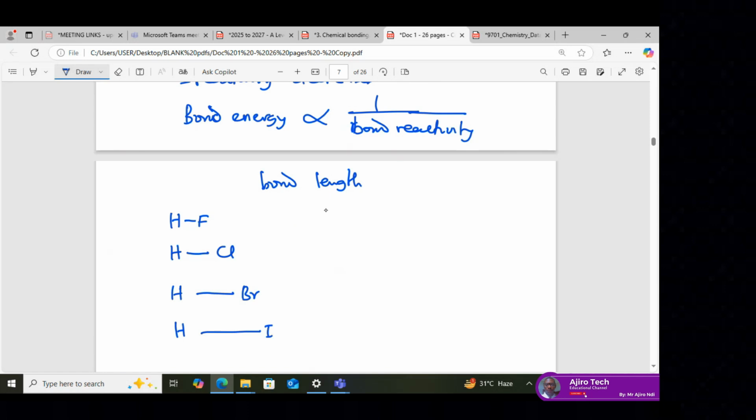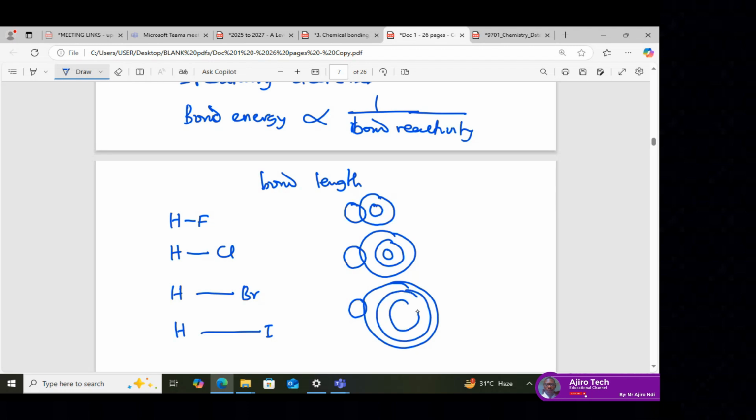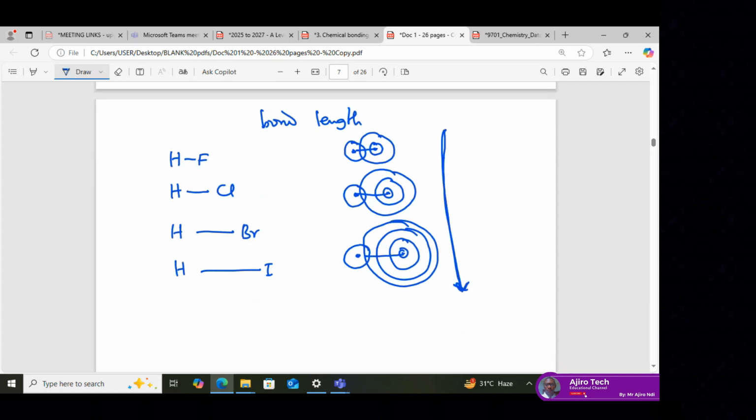Why is the bond length increasing? H fluorine, H chlorine, H bromine. Because now the atoms have more shells. Ignore hydrogen. Focus on the halogen. Hydrogen doesn't change. Focus on the halogen.